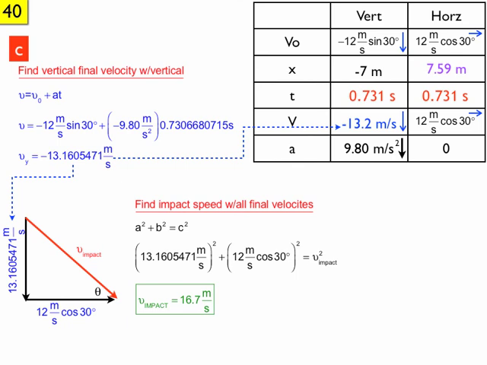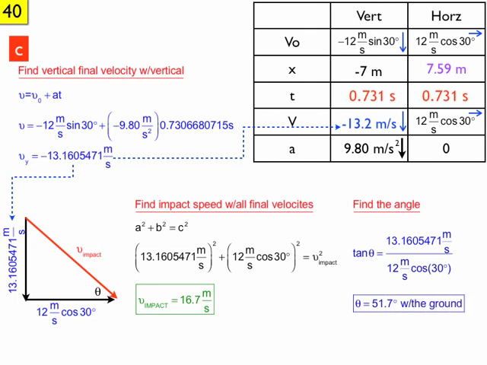To find the direction, I'm going to find the angle. So again, I'm listing what I'm attempting to do with the math down below. Because of the way I've drawn the angle with the ground, I'm going to make that the tangent theta is equal to the opposite speed over the adjacent speed in this case. So when I find theta using the inverse tangent or the arctangent function of my calculator, I get 51.7 degrees with the ground.